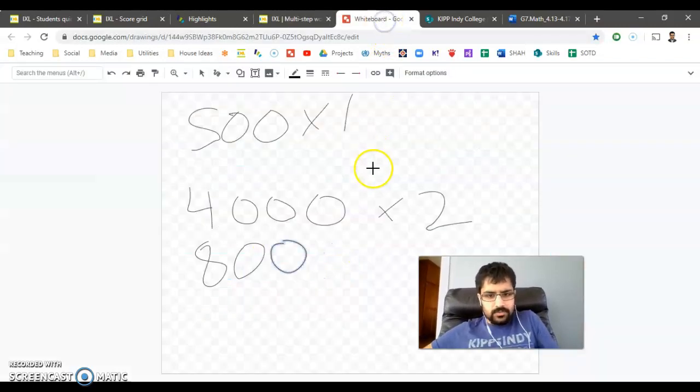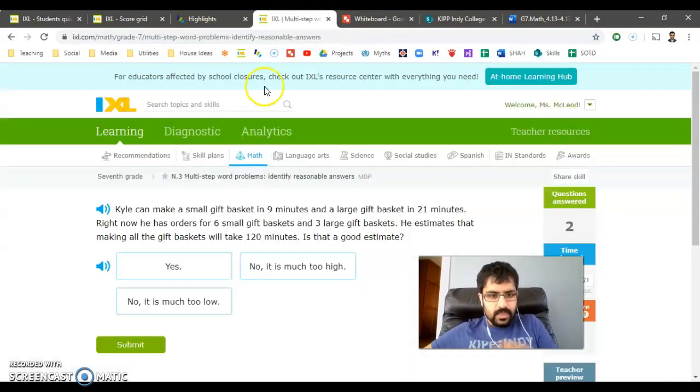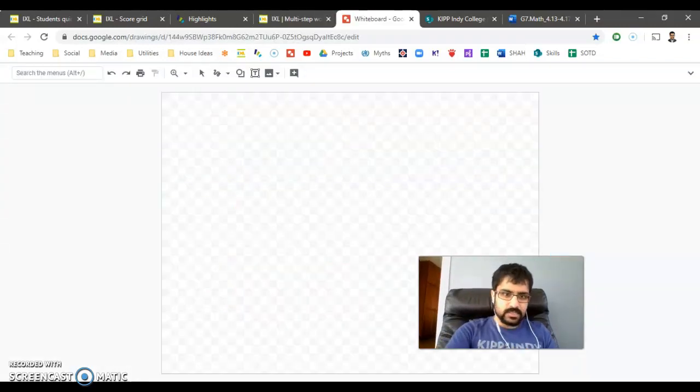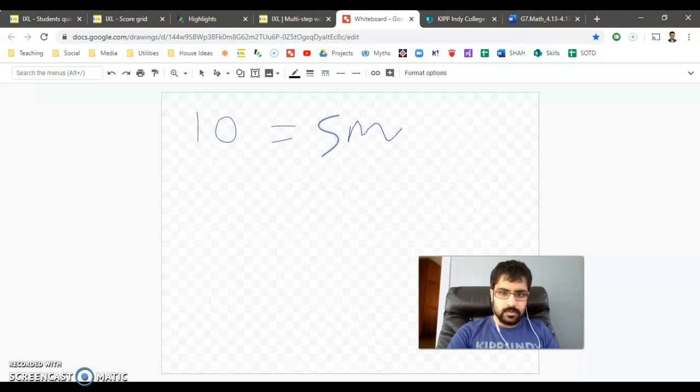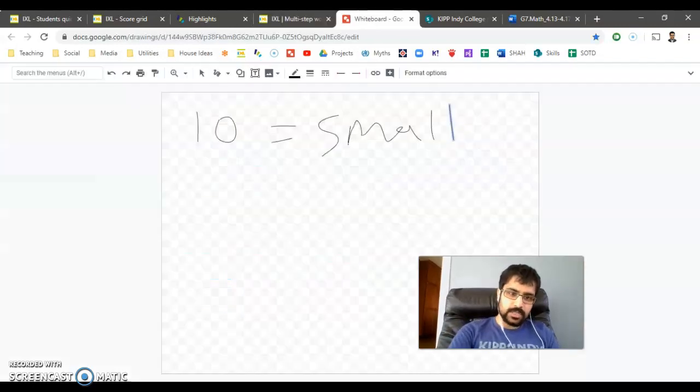All right, so I'm going to clear off my whiteboard and see what I can do to round this. If a small gift basket is 9 minutes, I would round it to 10 minutes. So it takes about 10 minutes to make a small gift basket. And then the large gift basket is 21 minutes. I've got a 2 in the tens place, that's as high as it goes. I could round that down to 20 minutes. These are looking to be some pretty easy numbers.